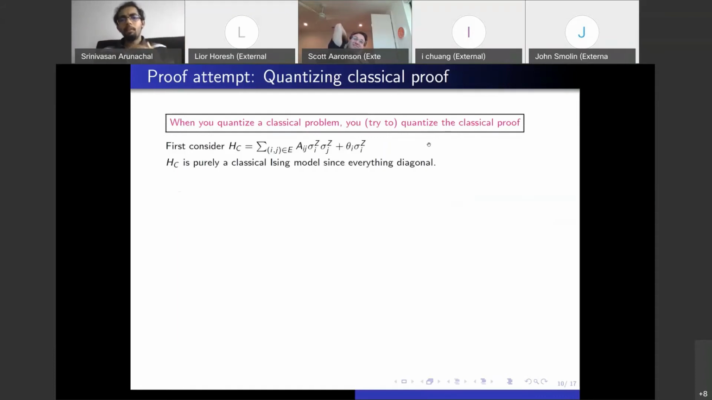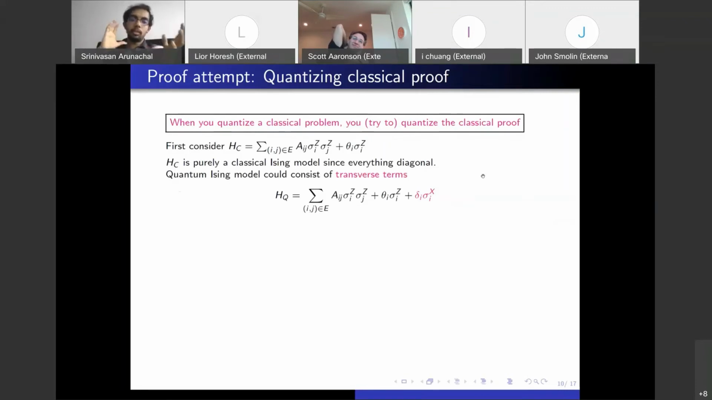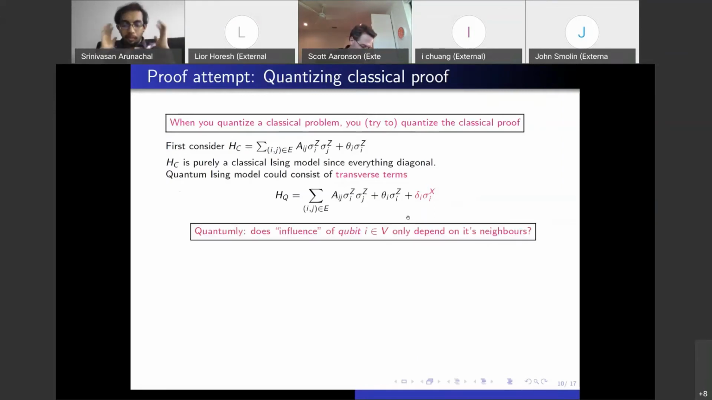And one way you could think of making it quantum is just by adding transverse terms. So you add off diagonal elements to this matrix H_C, you get H cubed, and you have these new weights. And the question is, of course, the first thing you would like to understand is the classical crux: was the influence of node I depends only on its neighbors. Of course, you can ask the same question quantumly. Fix a qubit I. Does the influence of qubit I only depend on its neighbors? Of course, you have to be more careful about what influence means now. And let me rephrase that in a more mathematical framework.